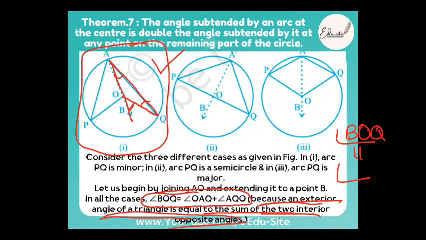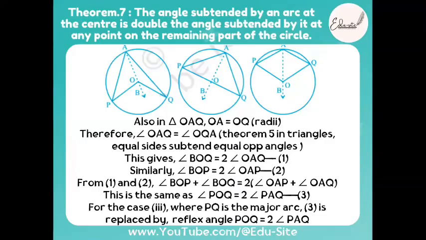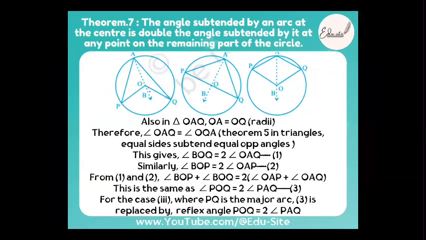Clear till here? You're just drawing the diagram, considering this figure, and drawing this angle. One exterior angle is here. To get something from the interior angles, we're just going to add up these 2. What is this? Angle BOQ is equal to OAQ plus OQA. This is considered now.